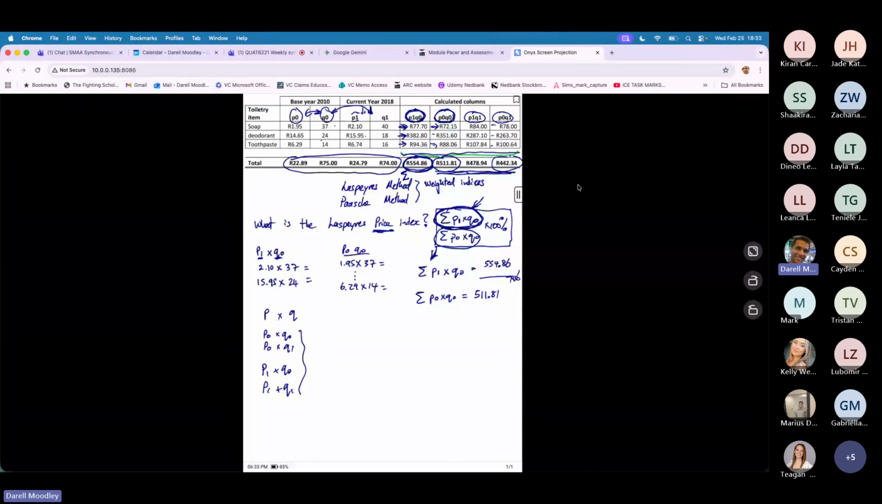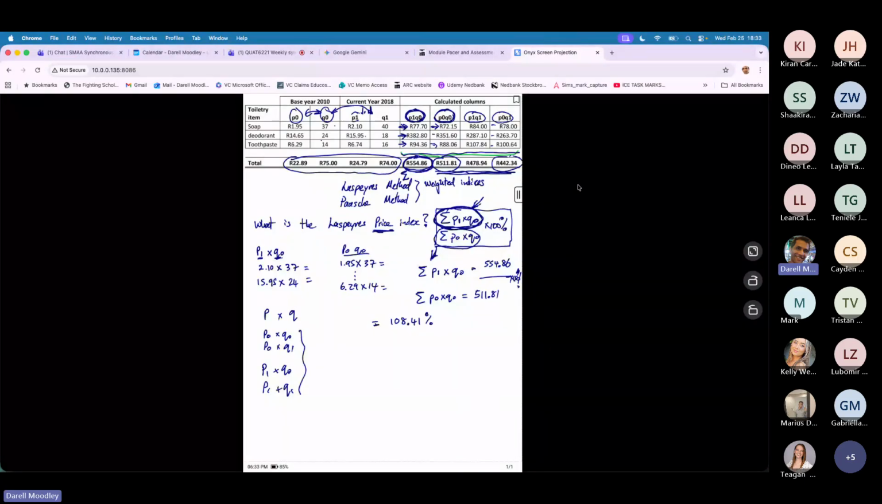And if you do that, you get a value of, I'll write it down, 108.41%. And we know it's greater than 100, so it's indicating an increase. Okay, so that's our index.